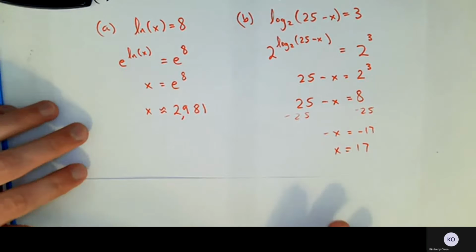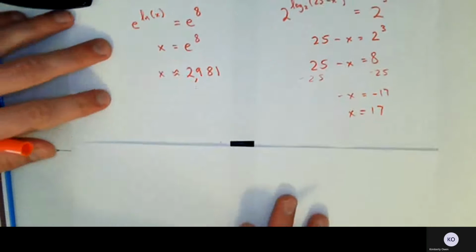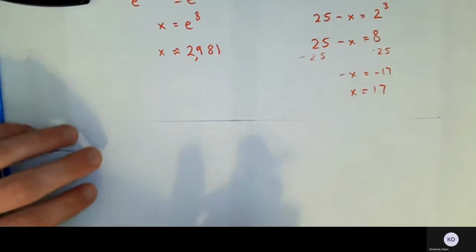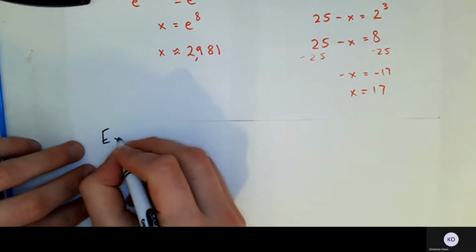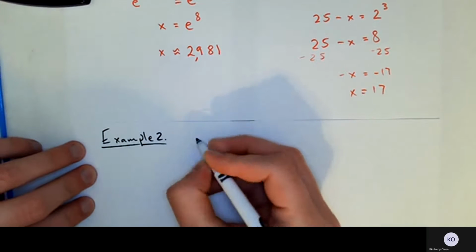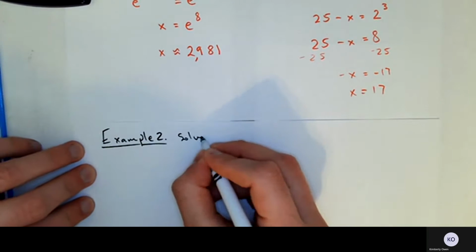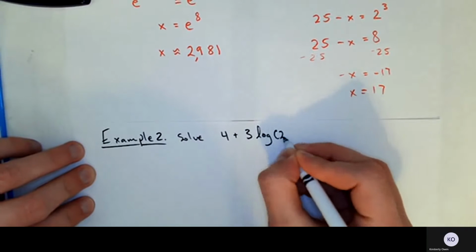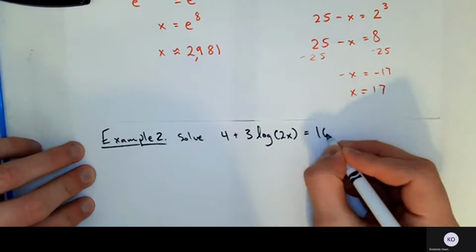Okay, let's try another one that the book gives as a separate example. To be honest, it's pretty much the same thing though. But I'll call it a separate example here. Example 2. We're going to solve 4 plus 3 times log of 2x is equal to 16.